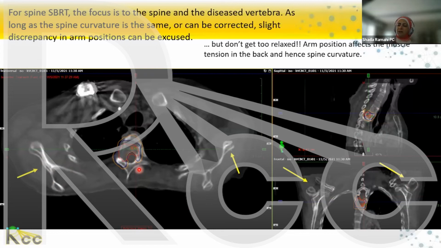So for spine treatment, the focus is the spine, which means you can be more relaxed with the arms. But don't be too relaxed, because if the patient's arms are completely in the wrong direction, either too tight or too relaxed, the muscles pulling the back will be different, and you would have a different arch in the back of the patient, which might slightly affect your spine. So we're not going to spend too much time on getting the exact arm location, as long as the spine is aligning perfectly well. The organ at risk clearly here is the spine itself. We're treating the vertebra. So if we're aligning the spine and we're aligning the bone, we're good to go.